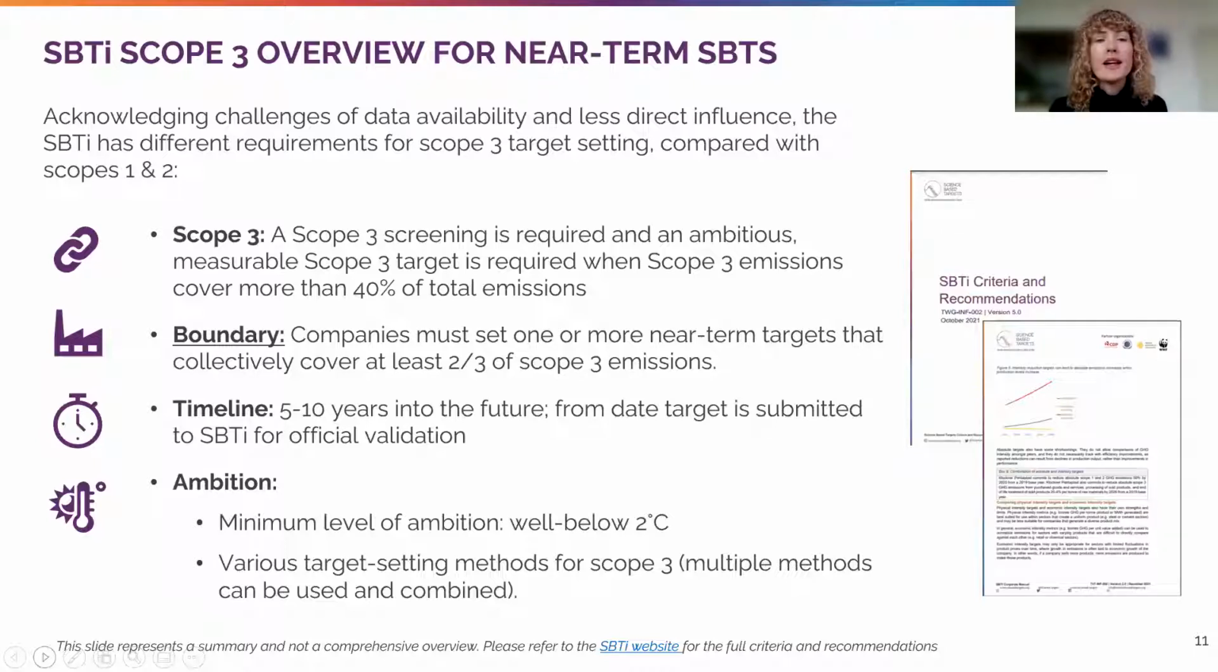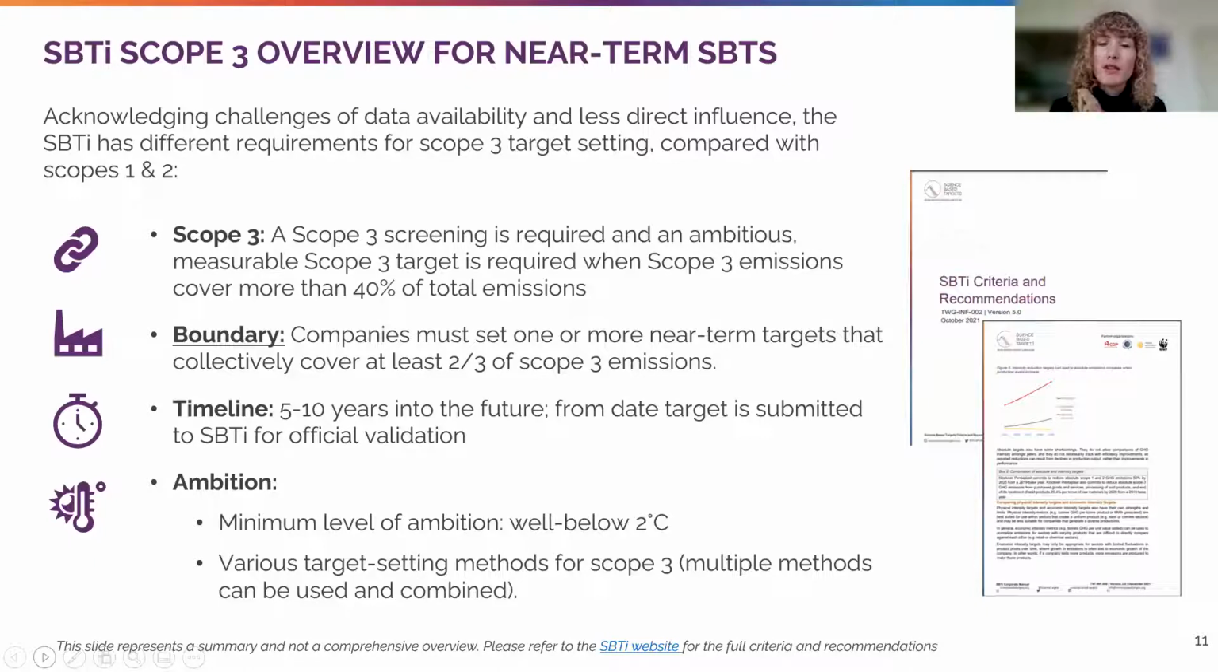So firstly, a company needs to check if their Scope 3 emissions constitute more than 40% of their total corporate footprint. If they do, and most companies' Scope 3 emissions do surpass that 40% threshold, then a Scope 3 target will need to be set. However, the boundary of that Scope 3 target doesn't need to be as comprehensive in the short term, so it just needs to cover 2/3 of Scope 3 emissions, meaning companies can exclude up to 1/3 of their Scope 3 emissions from their near-term science-based target.